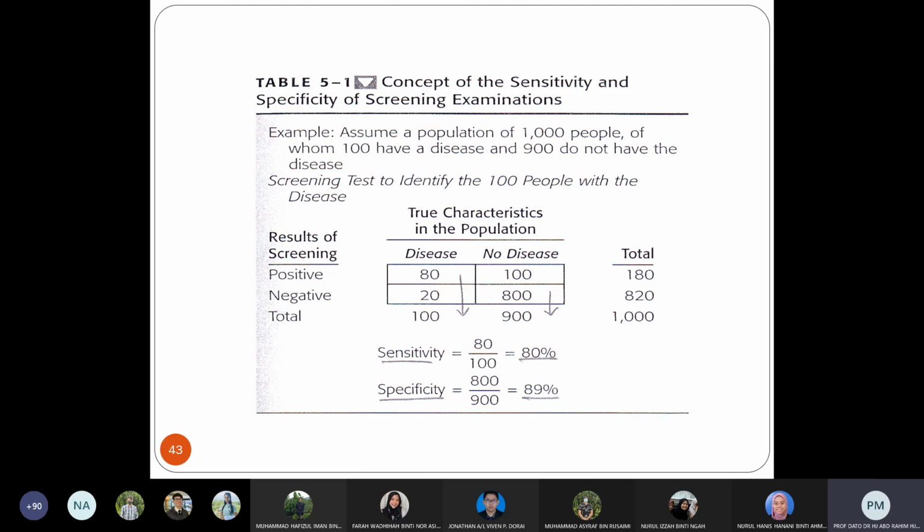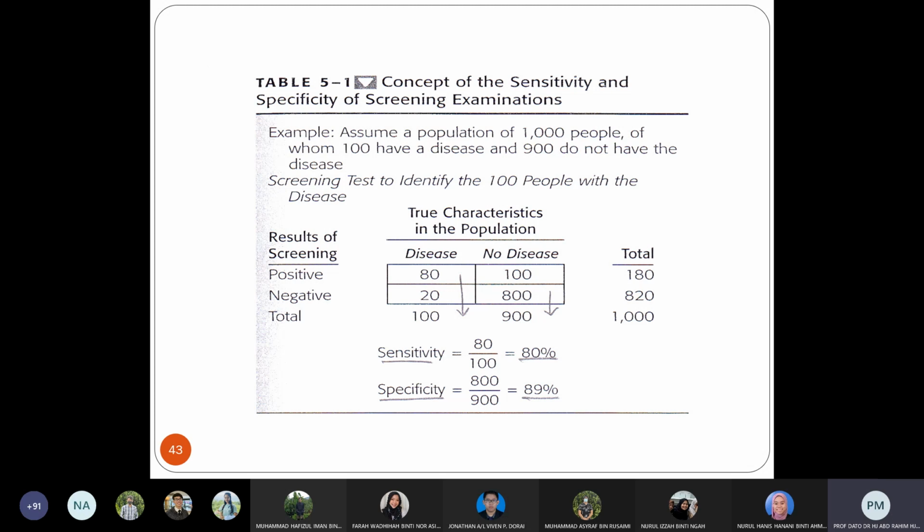So we go to this calculation, just to show the 2 by 2 table from just now. We put an example of a 1,000 population: 100 with the disease and 900 without the disease, the true picture of the real diagnosis. For our screening tools, out of that 100, we found 80 positive and 20 negative. That negative is actually a false negative, because they are actually positive.